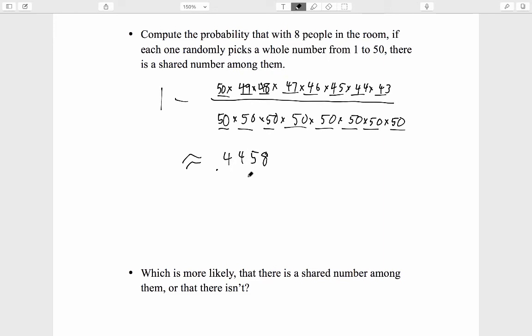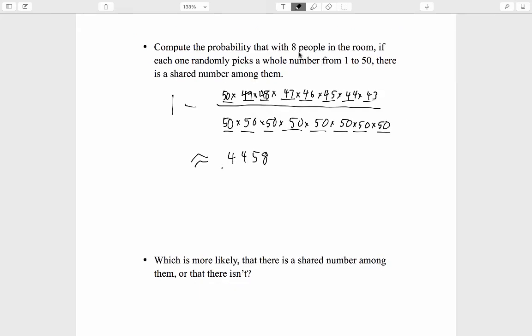This is the probability that there is a shared number among them, that 2 or more people have guessed the same number. This is a little bit less than a half, so it is a little bit more likely that the numbers are all distinct. But it's still reasonably likely that there will be a shared number in this group.